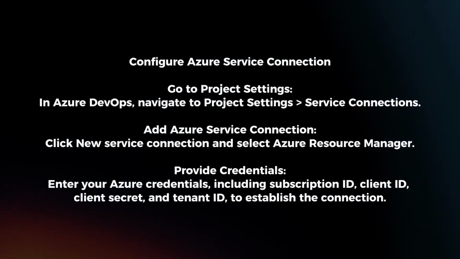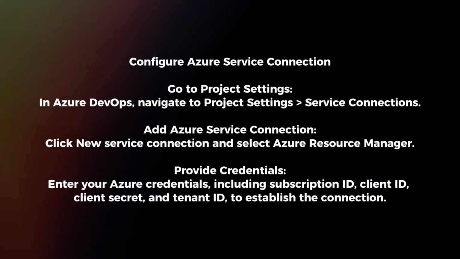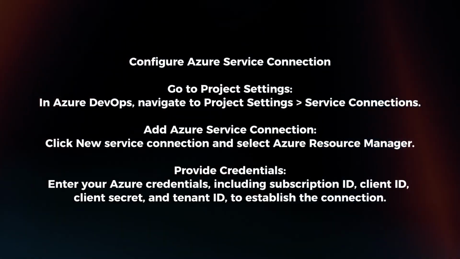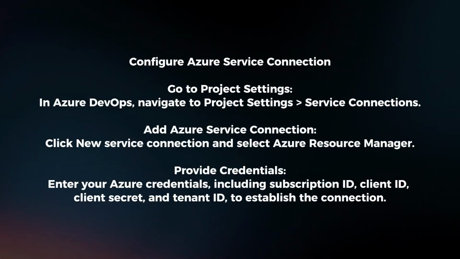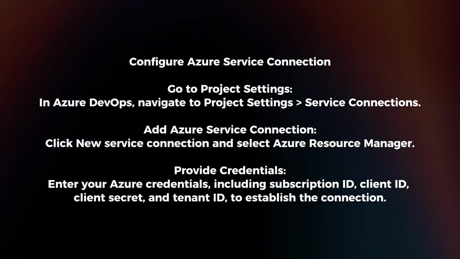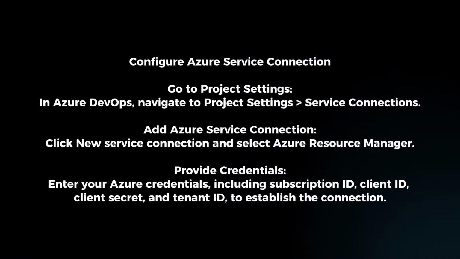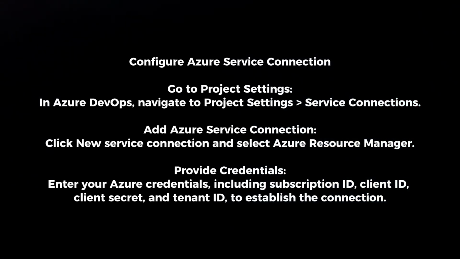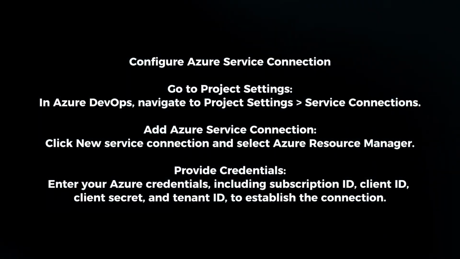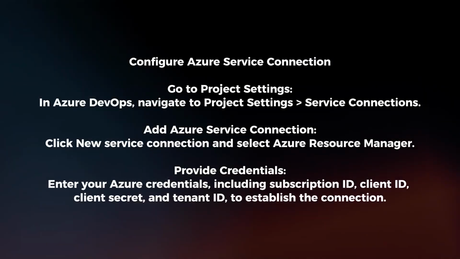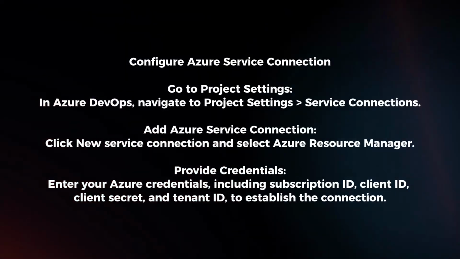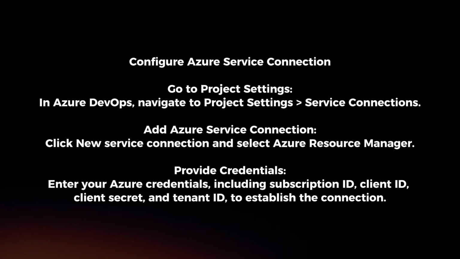Configure Azure Service Connection. Go to Project Settings. In Azure DevOps, navigate to Project Settings, Service Connections. Add Azure Service Connection. Click New Service Connection and select Azure Resource Manager. Provide credentials. Enter your Azure credentials, including subscription ID, client secret, and tenant ID to establish the connection.